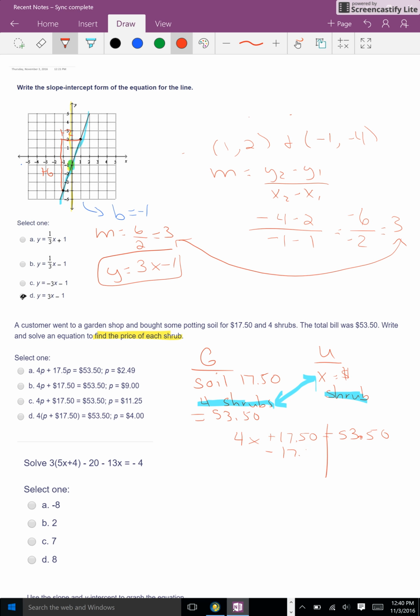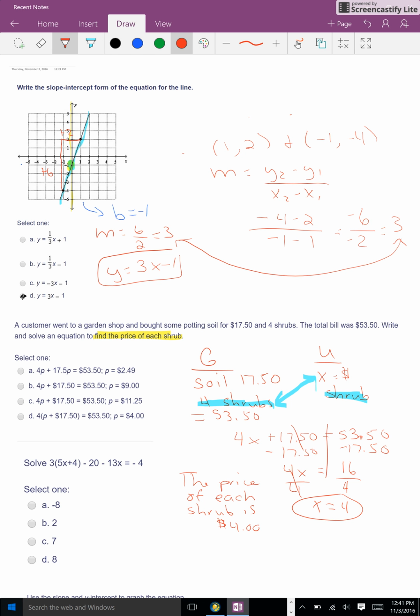Now it's a two-step equation. You get 16 divided by 4. So there you go. On tomorrow's quiz, you're going to have to explain your answer, and you could just say the price of each shrub is $4.